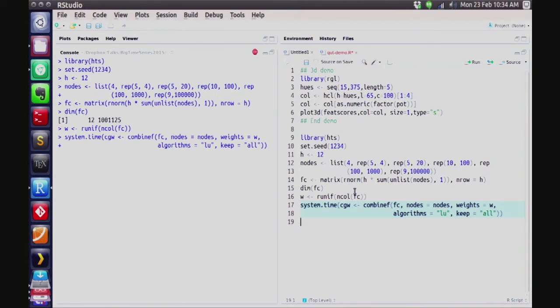We have four nodes, and each of those are split into five, and each of those are split into another five, each of those are split into 10, and each of those are split into 100, and each of those are split into 9. So it's a very big, large hierarchy with, in total, about a million series. The bottom level has about 900,000.